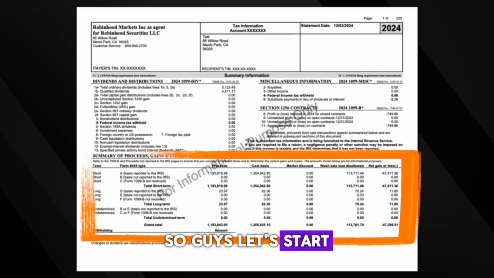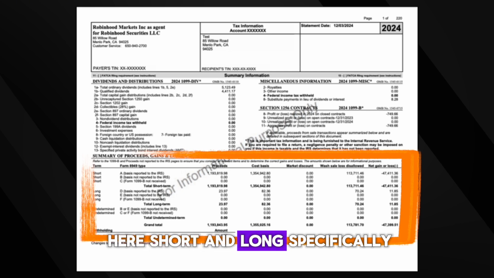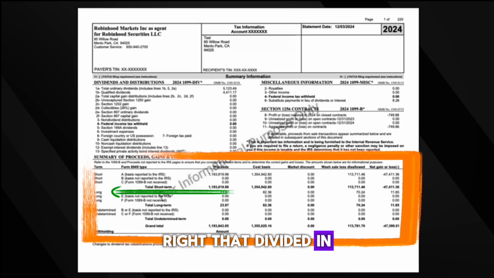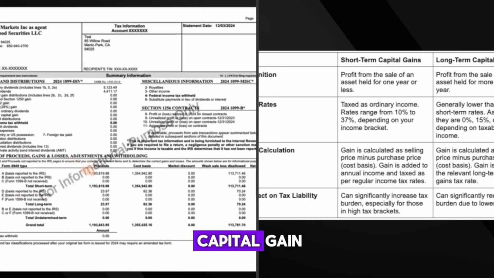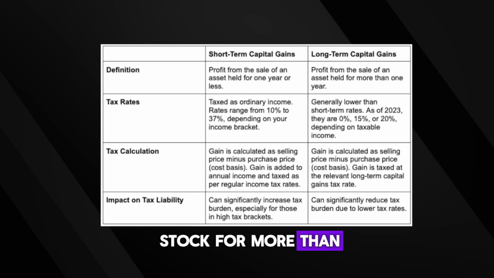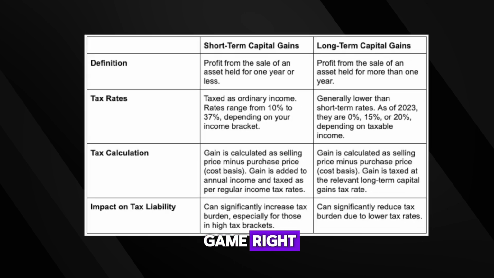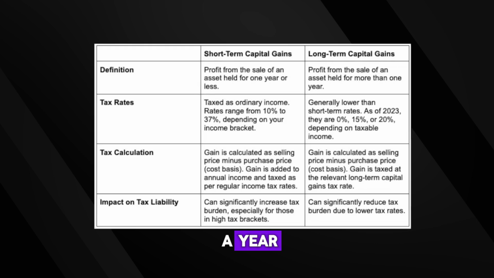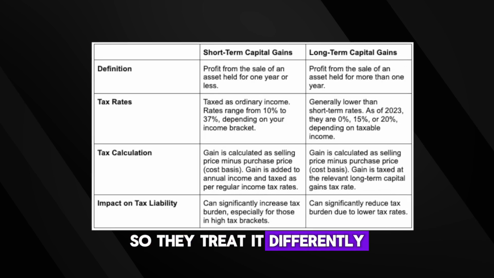So let's start with the terms, right? Whatever you see here, short and long, those are basically the capital gains. They're divided into two forms: a short term capital gain and a long term capital gain. What it means is, if you hold a stock for more than a year, that goes in long term equity capital gain, right? And if you hold a stock for less than a year, that's your short term equity gain, right? So they treat it differently.